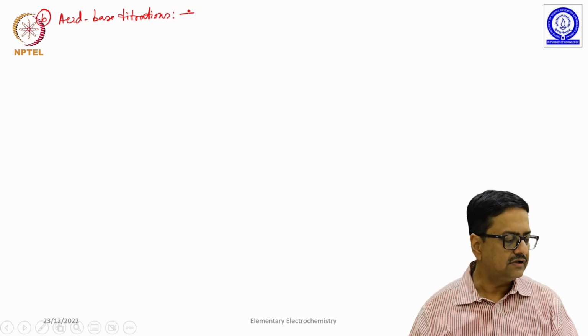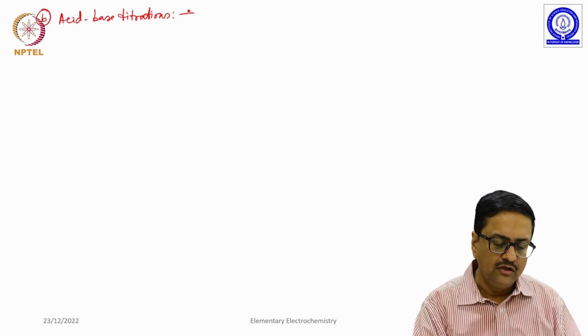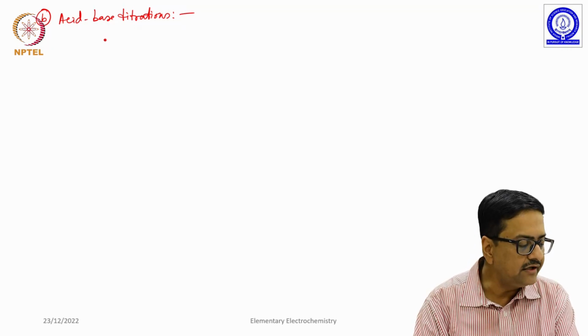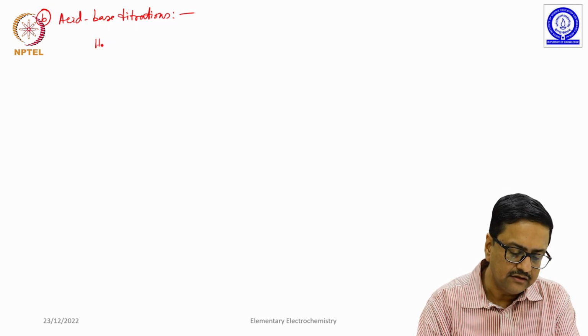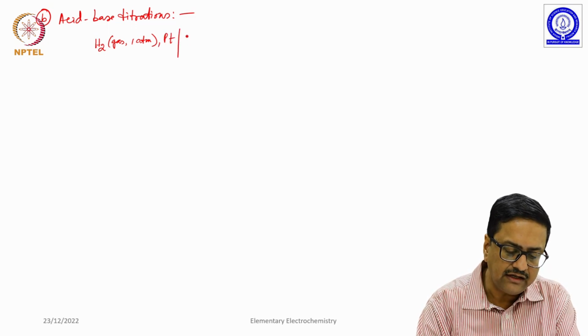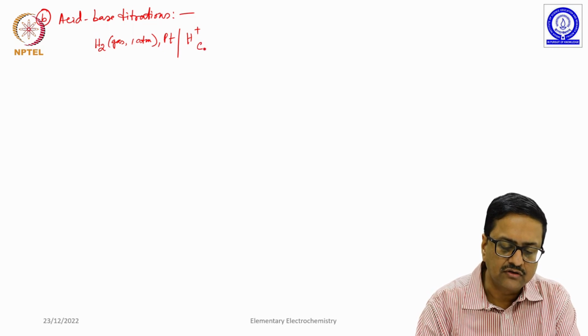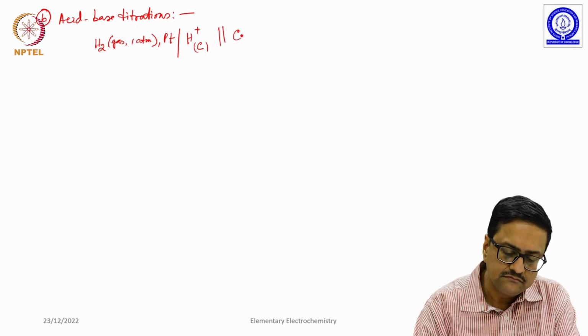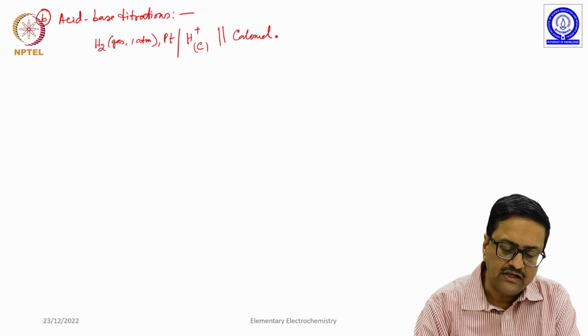So, in case of acid-base titration, we generally need to have hydrogen gas at 1 atmosphere coupled with a platinum electrode and H plus of a known or unknown concentration C, coupled with a calomel electrode.